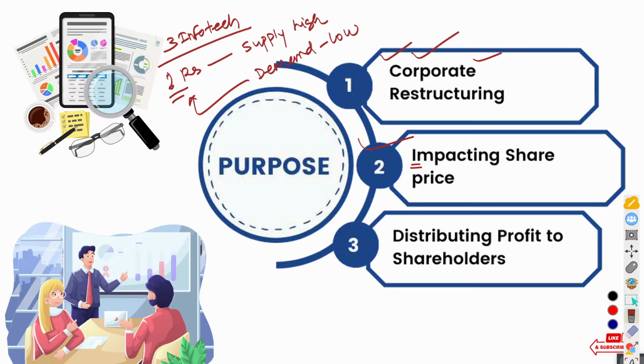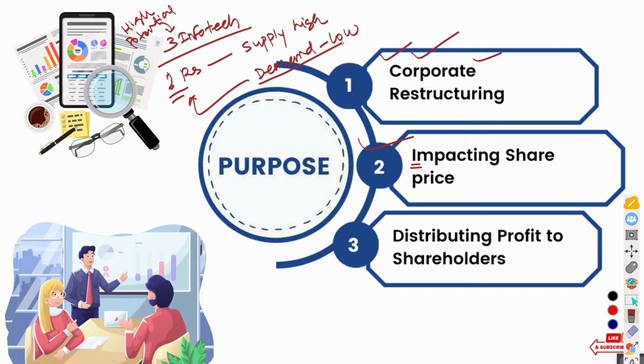And why would there be high demand for shares? Why would investors pay attention to particular securities? Only if the company has high potential. 3i Infotech was facing issues in terms of liquidity, debt, even business operations, revenue, margin, and much more, and that's why the demand for shares was low and the supply was very high. It's a normal economic term, and you might already be aware of it. If supply is high and demand is low, that automatically affects the share price.